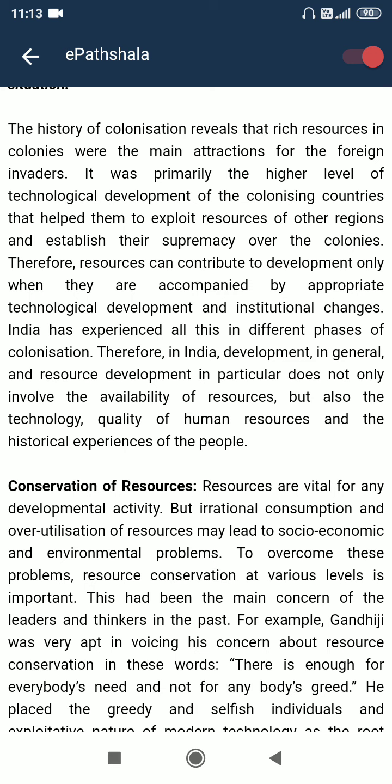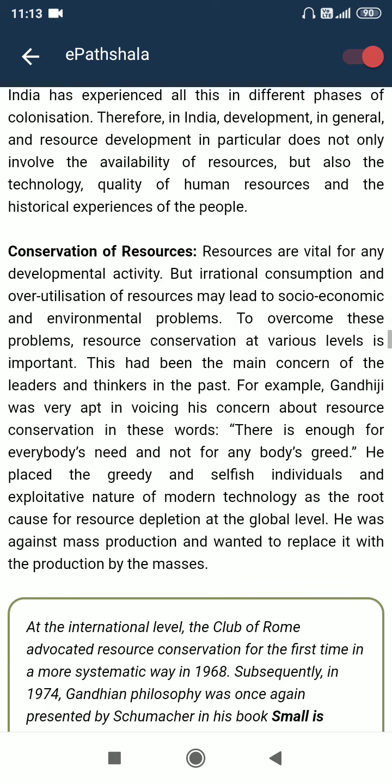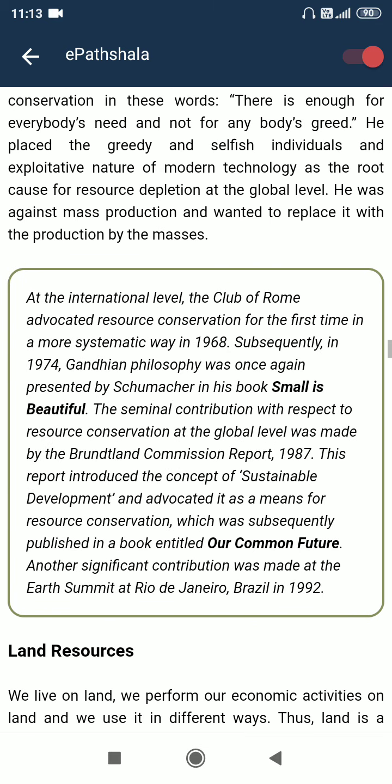For example, Gandhiji was very apt in voicing his concern about resource conservation in these words: there is enough for everybody's need and not for anybody's greed. He placed the greed and selfish individual and exploitative nature of modern technology as the root cause for resource depletion at the global level. He was against mass production and wanted to replace it with the production by the masses.